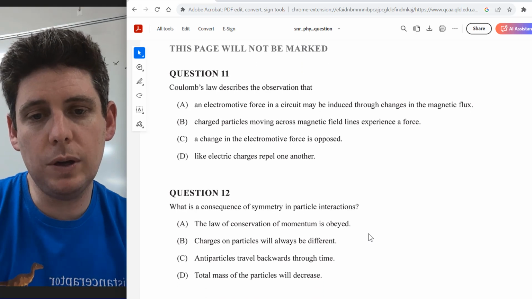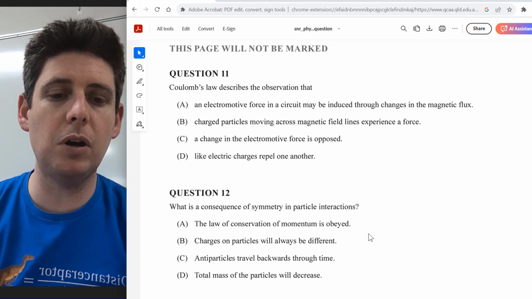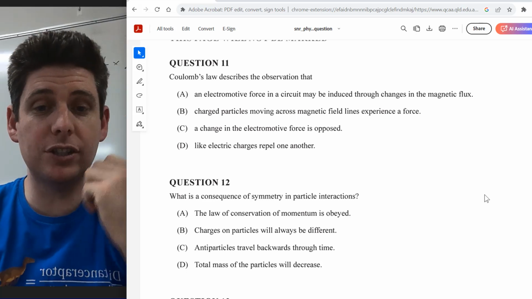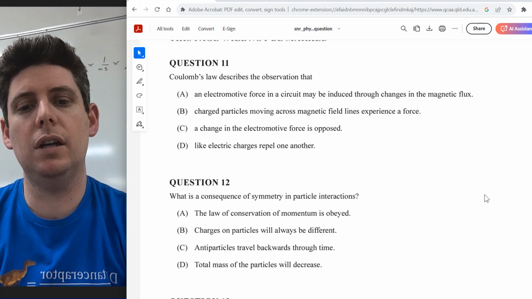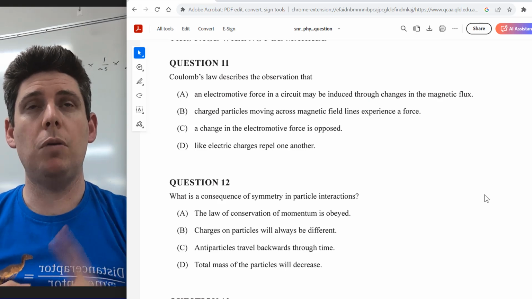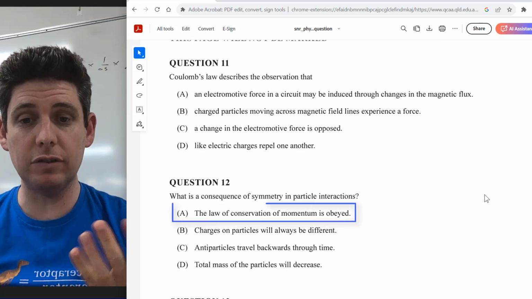Question 12, what is the consequence of symmetry in particle interactions? So we're looking at the standard model, Feynman diagrams. In an interaction between particles, it shows that momentum and energy are conserved. So A is correct.